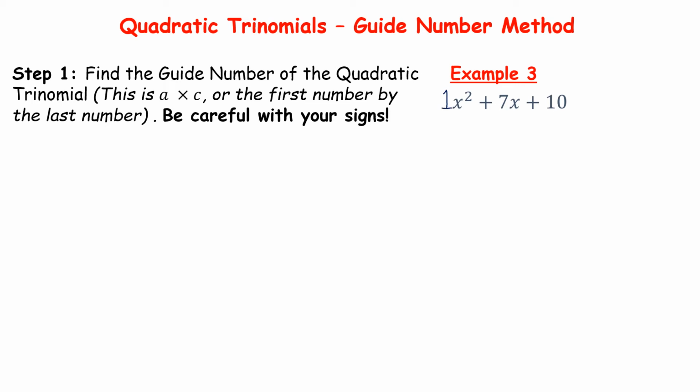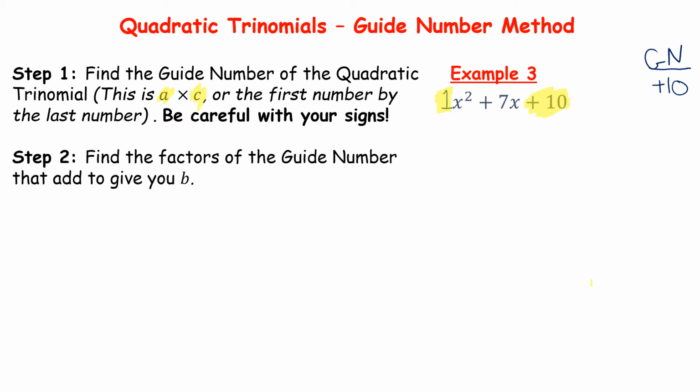We just have been too lazy to put in the 1. So we multiply the first coefficient, the coefficient of the x squared, which is known as a, by the last term, which is the c, the constant, and we multiply those together, which will give me the guide number. So I'm going to do this over here. GN stands for guide number. We have 1 by plus 10, which is plus 10. So the guide number of this is plus 10. If there was a negative in there, just be very, very careful.